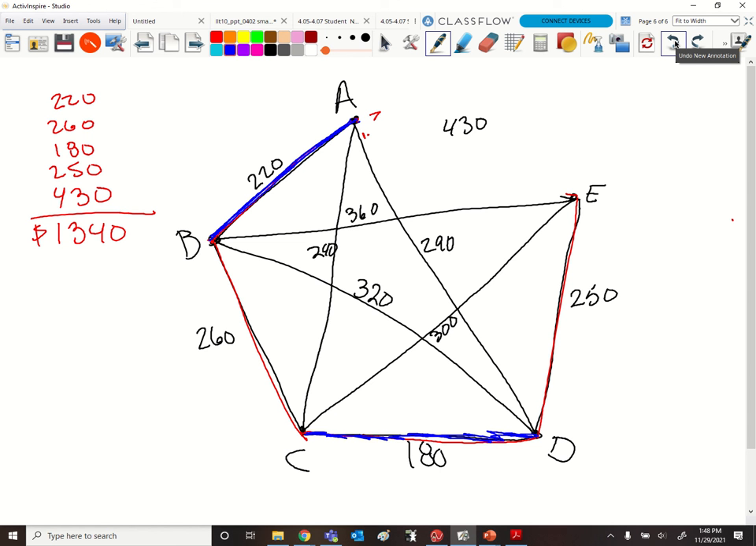What you got, Kyrie? Can we cross? You can cross in the middle. It's just you can't go to a point more than once. So you said A to B, right? Okay.